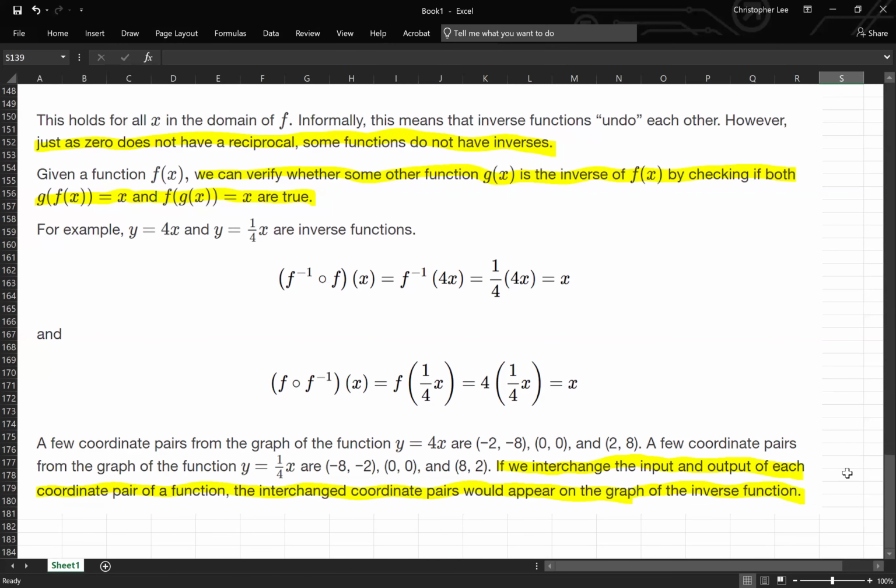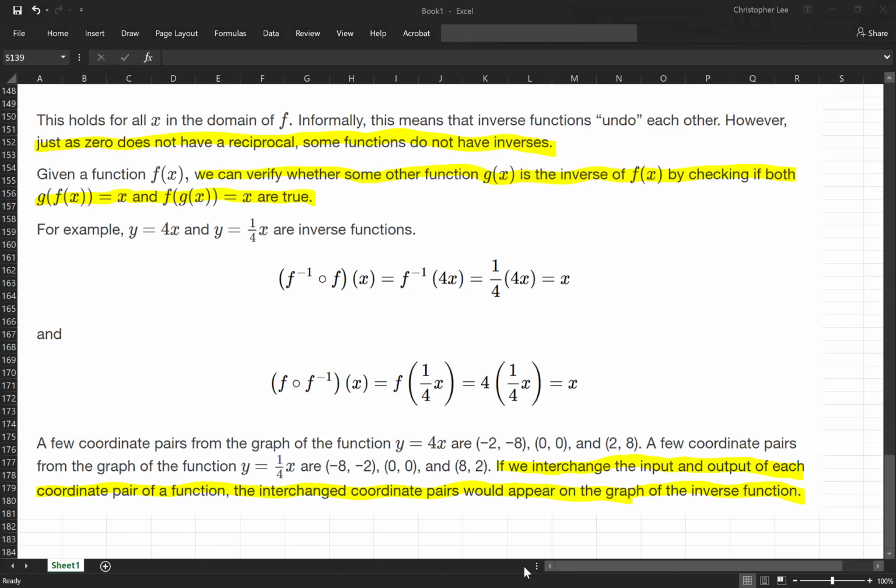We did that already. A few coordinate pairs from the graph of the function y equals 4x would be, for example, -2, -8, 0, 0, and 2, 8. A few coordinate pairs from the graph of the function y equals 1/4 x are -8, -2, 0, 0, and 8, 2. If we interchange the input and output of each coordinate pair of the function, the interchanged coordinate pairs would appear on the graph of the inverse function. When I say interchange, that's like a $500 word for swap.